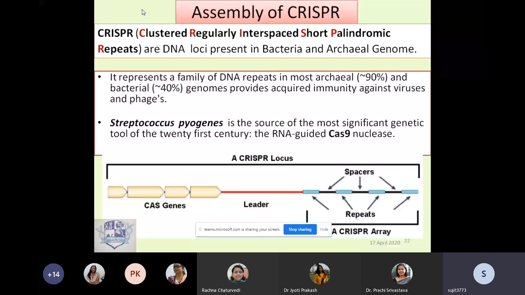There are spacers, repeats, spacer, repeats, and for any new virus for which immunity has to be developed, it has to be incorporated in the genome of the bacteria in the form of spacers. If a spacer is present, it means that the bacteria will become immune against the particular virus from which the spacer was taken.